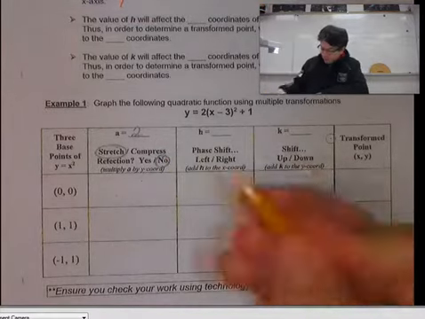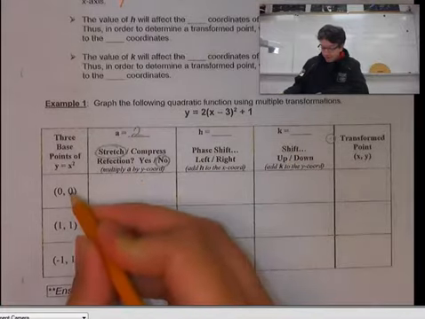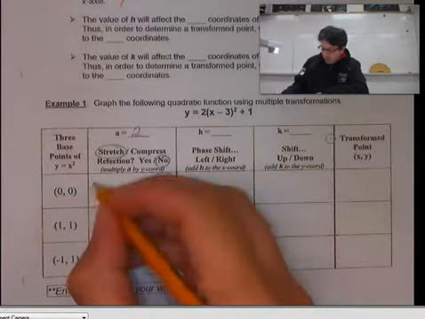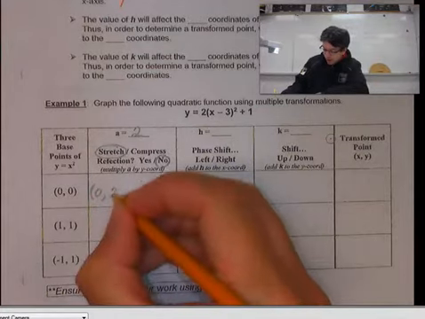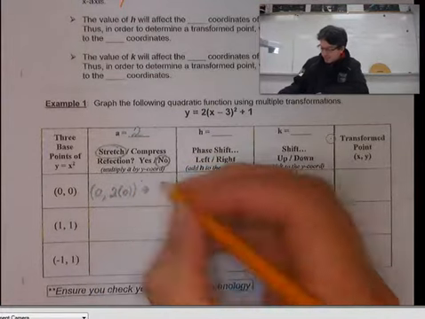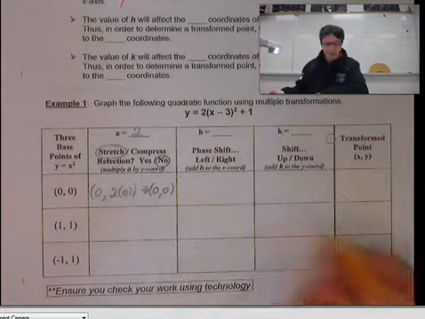So what we do first is multiply a by the y-coordinate. In this case you have a y-coordinate of 0, and 2 times 0 is still 0. There's your x-coordinate, and then we multiply our y-coordinate by 2. In this case it doesn't change anything because 2 times 0 is still 0.